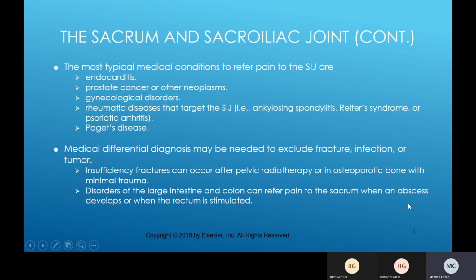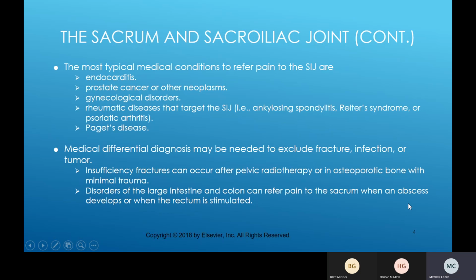When it comes to referred pain, what's most commonly going to refer to the sacrum and the SI? Endocarditis, and that's not really that common. Prostate cancer is a big one. Other neoplasms, bladder cancer, things like that. That's going to be very common. Gynecological disorders, obviously based on the proximity of fallopian tubes, uterus, ovaries, very common. Rheumatic diseases that will target the sacroiliac joint are also very common as well.